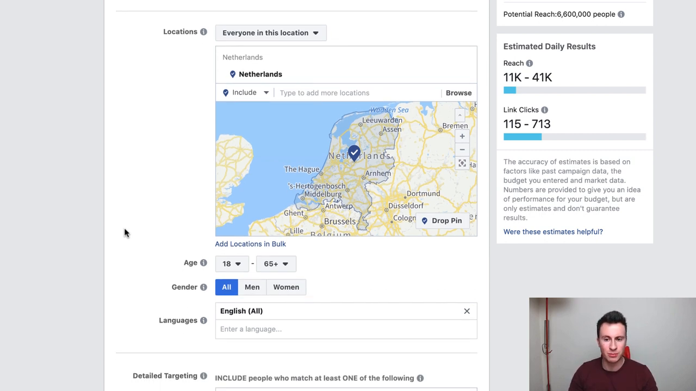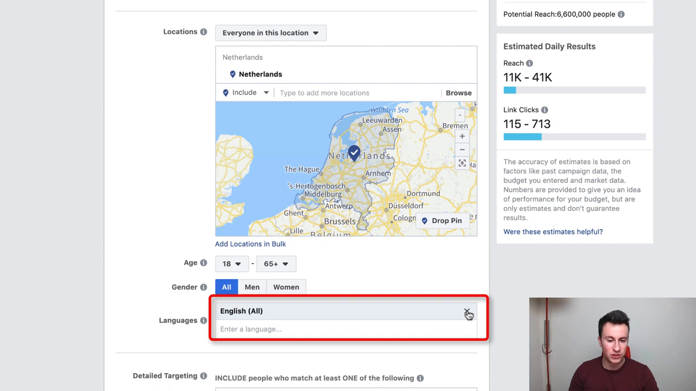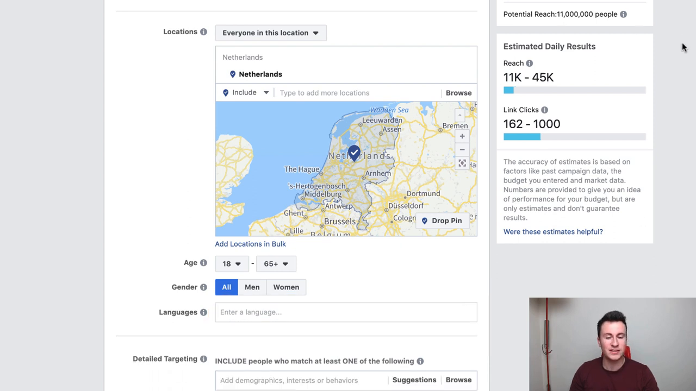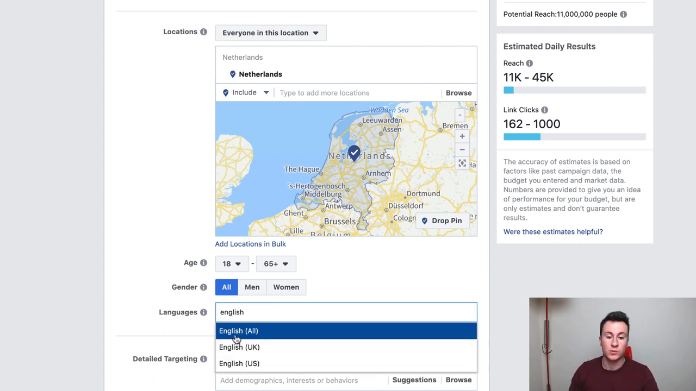So just to illustrate my point, we've got the Netherlands here. You can see the potential reach is 6.6 million and I've got English as a language. So if I just get rid of English, you can see it goes up to 11 million people. So there's potentially 4 million people-ish in that audience that don't have English listed as a language, and therefore we want to avoid those people. So just make sure you have English in this box here.